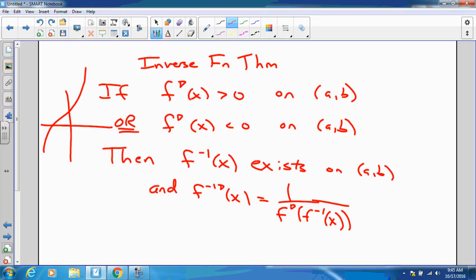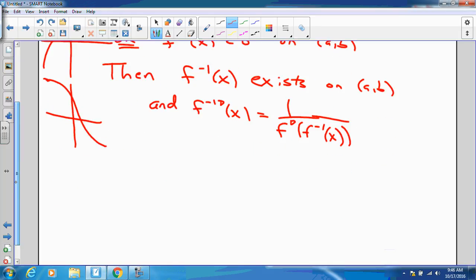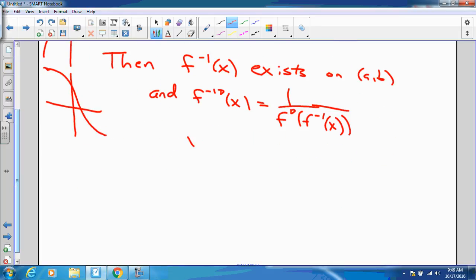Now the reason for the first part, the existence part, is fairly straightforward. Here is a function whose derivative is always positive, and the fact that the derivative is positive forces the function to be increasing, which forces it to be one-to-one. And one-to-one functions have inverses. Likewise, if f prime is always negative, then it will be always decreasing, and therefore always one-to-one, and therefore has an inverse again.